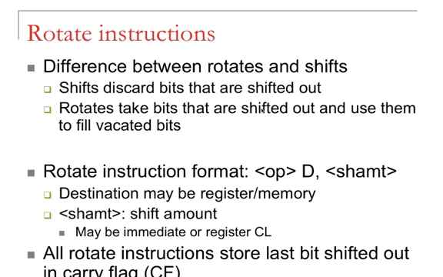Rotating instructions use a similar format to the shift instructions: opcode, destination, comma, shift amount, or in this case, rotate amount. Destination may be a register or memory. And the amount of shifting or rotation can be an immediate number or the register CL. All rotating instructions store the last bit shifted out in the carry bit.